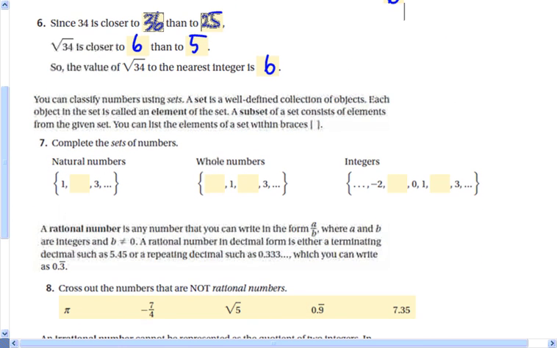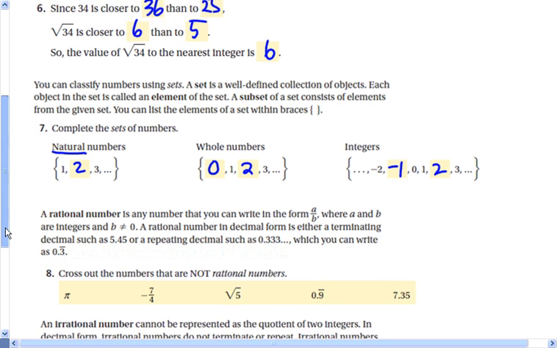All right, you can classify numbers using sets. A set is a well-defined collection of objects. And we have some different sets that we call numbers. Natural numbers are counting numbers, 1, 2, 3, and so on. Whole numbers are positive numbers that aren't decimal and also including 0. So they start at 0 and go up by 1. Pretty much the same as naturals, they just include 0. Integers are positive and negative whole numbers. So this set includes some negative numbers.